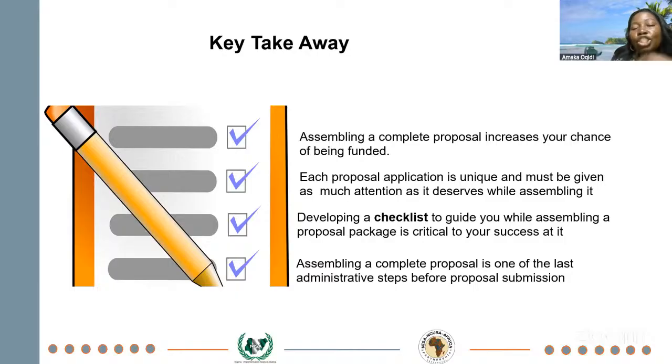And the fact that doing that is one of the last administrative steps you need to undertake before that application is sent to the funders. That means you have checked it, you have formatted it, you have checked all the things that are required, the specified page limitation, the formatting, the font size, everything. And then you can say it is good to go. That is your last step.